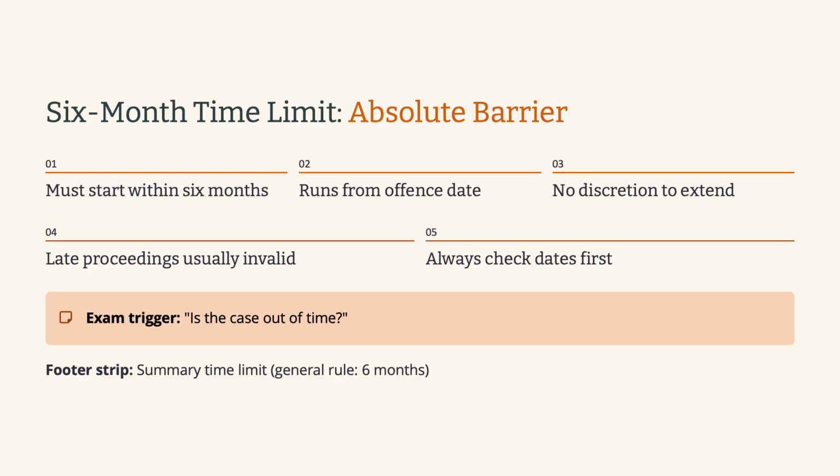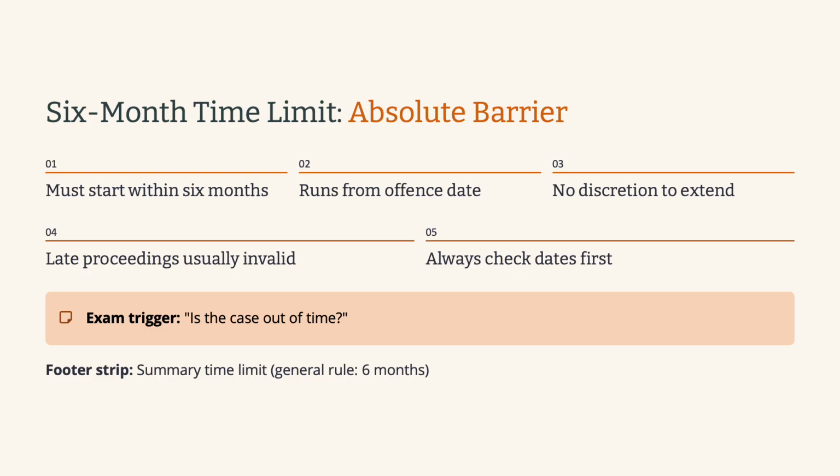Second, the 6-month period runs from when the offence was allegedly committed, not from when it was discovered, reported, or investigated. Third, courts have no discretion to extend this time limit. Unlike some procedural time limits that can be relaxed, this one is rigid. Fourth, if proceedings start outside the 6-month window, they are usually invalid and must be dismissed. The prosecution cannot simply start again. The time bar is permanent.